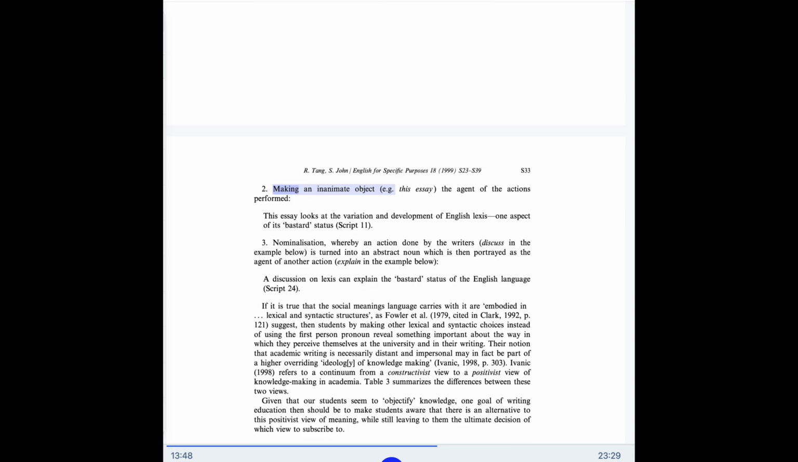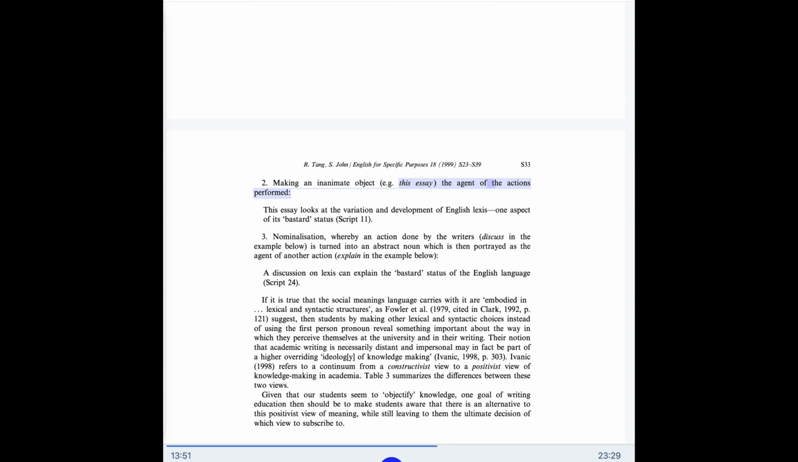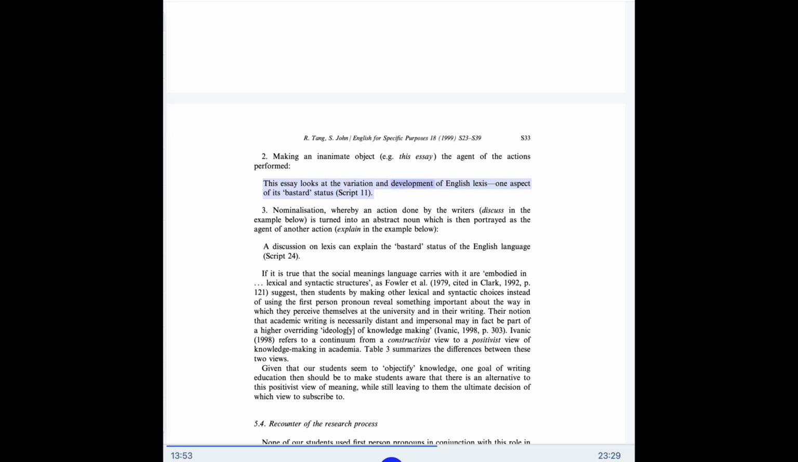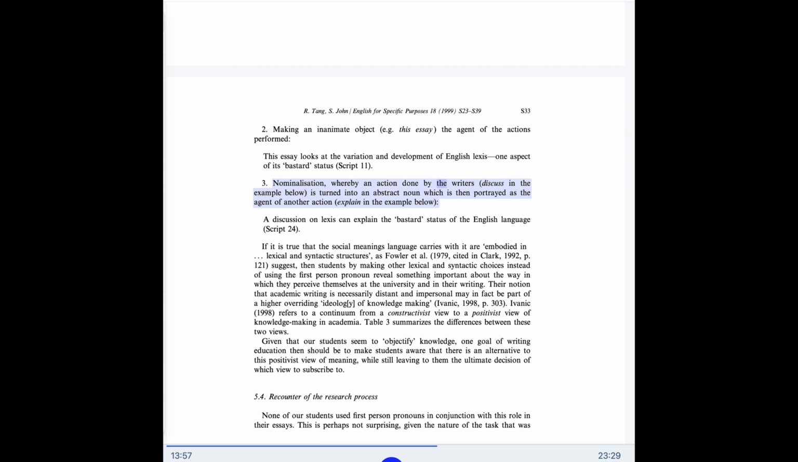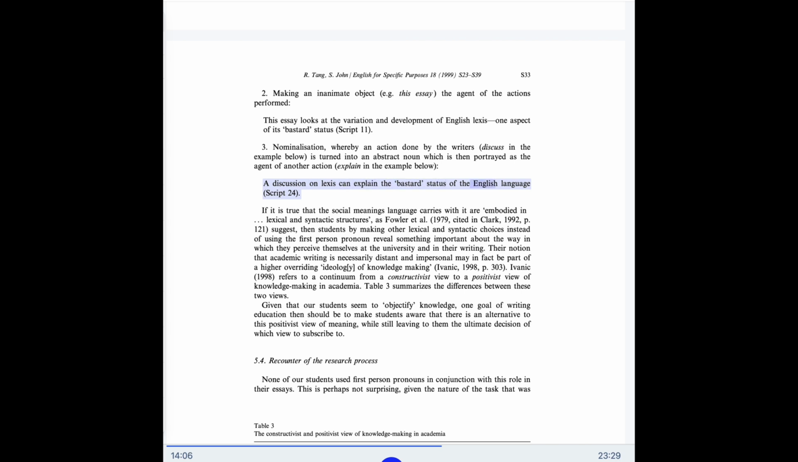2. Making an inanimate object, e.g., This essay, the agent of the actions performed. This essay looks at the variation and development of English Lexis, 1 aspect of its bastard status. Script 11. 3. Nominalization, whereby an action done by the writers discussed in the example below is turned into an abstract noun, which is then portrayed as the agent of another action explained in the example below. A discussion on Lexis can explain the bastard status of the English language. Script 24.